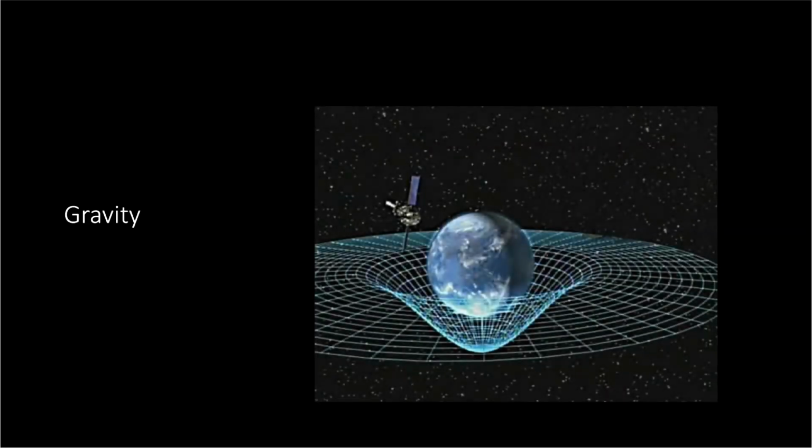So when we think of gravity, we think of space-time and we think of mass curving space-time, and that curved space-time results in the effect of gravity. But is there a simpler way to think about it? Let's go back to basics.